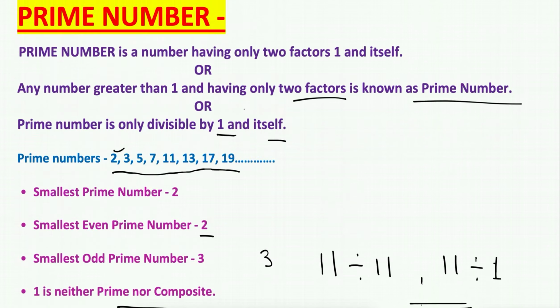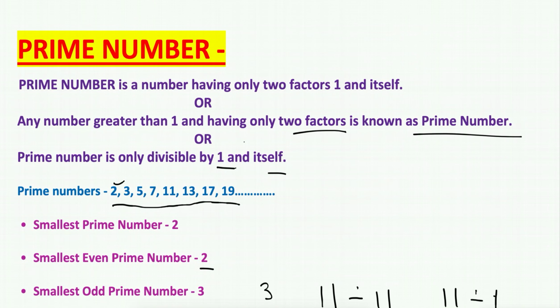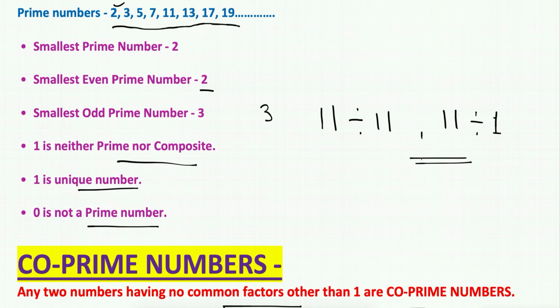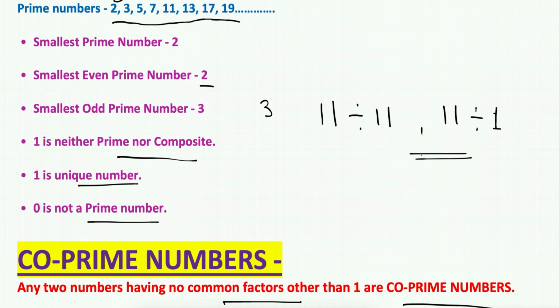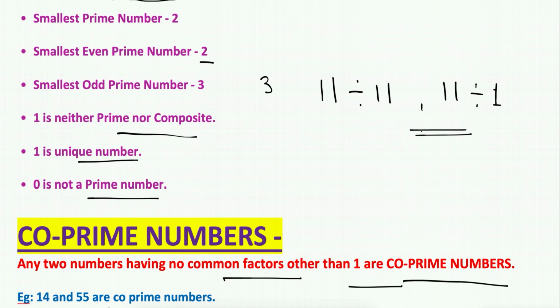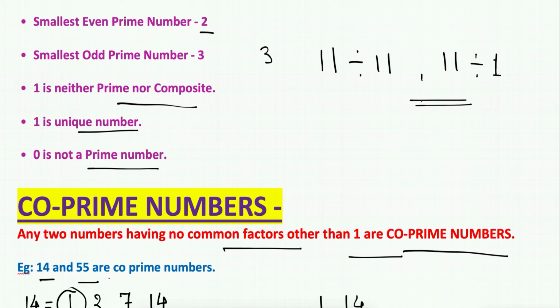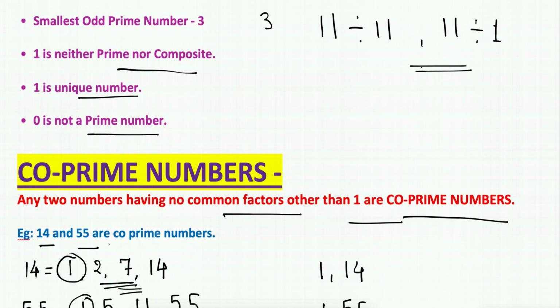Let's revise it once more. A prime number is a number having only two factors, one and itself. The smallest prime number is 2. The smallest even prime number is 2. The smallest odd prime number is 3. 1 is neither prime nor composite. 1 is a unique number. 0 is not a prime number.